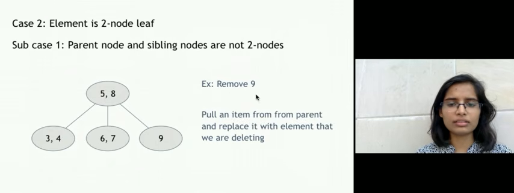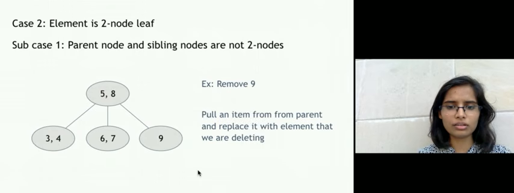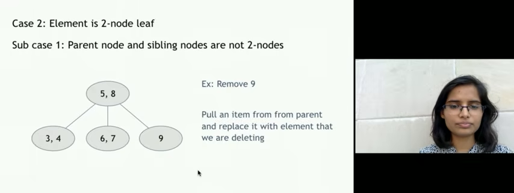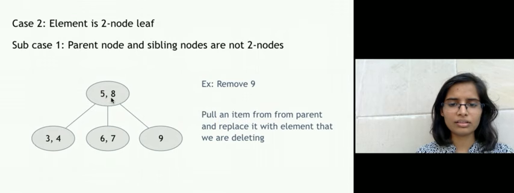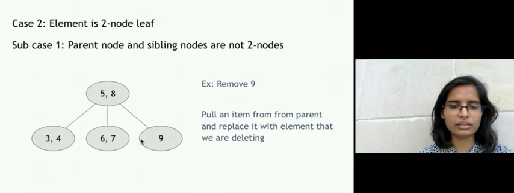So let's see, we remove 9. So 9 has its siblings, these 2 nodes, and both these nodes are 3-nodes, and its parent is also a 3-node. So this is the case in which it satisfies both these properties. So what we'll be doing is we pull an item from the parent and replace it with the element that we are deleting. So we can pull down 8 here and replace it with the element that we are deleting. Let's see.